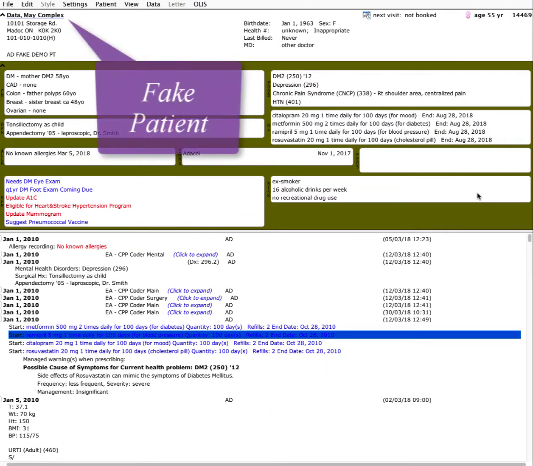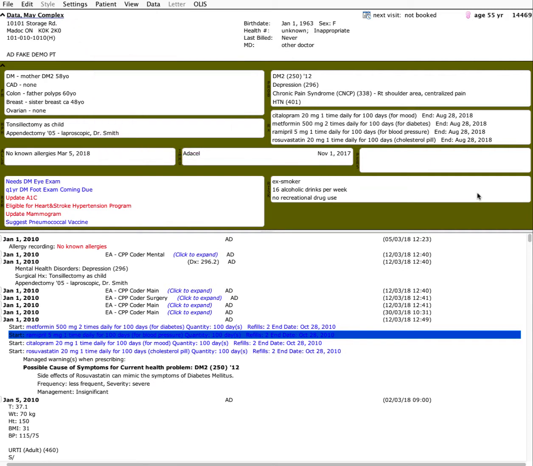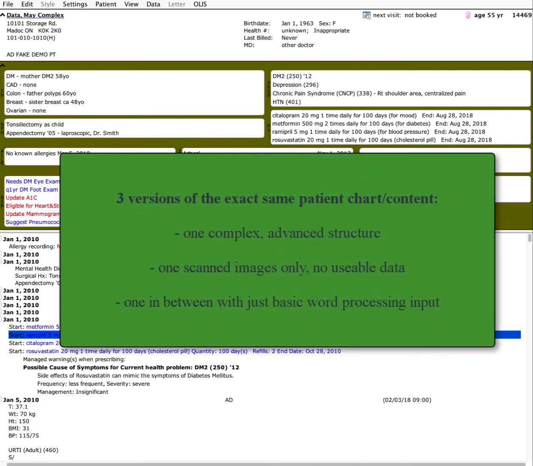The purpose of this video is to show how the same visit, the same encounter with a patient, could result in a wide range of variability in how that visit is documented and inputted into an EMR. So here we have a fake chart that I've made, and I've made three different versions of this same patient: one with very complex structured data, one that has no structure to the data and no analyzability, and then one that's kind of in the middle.